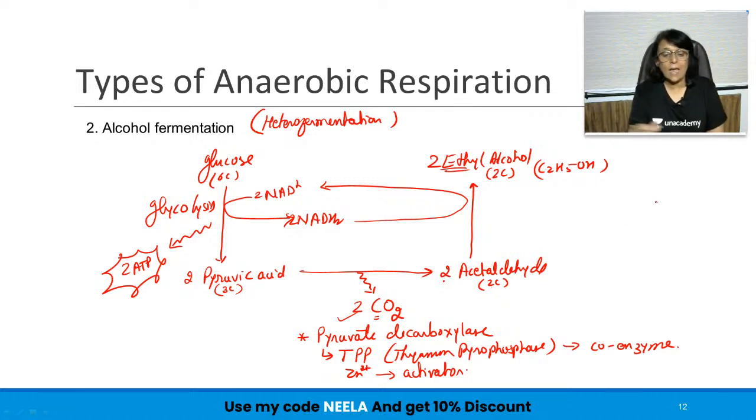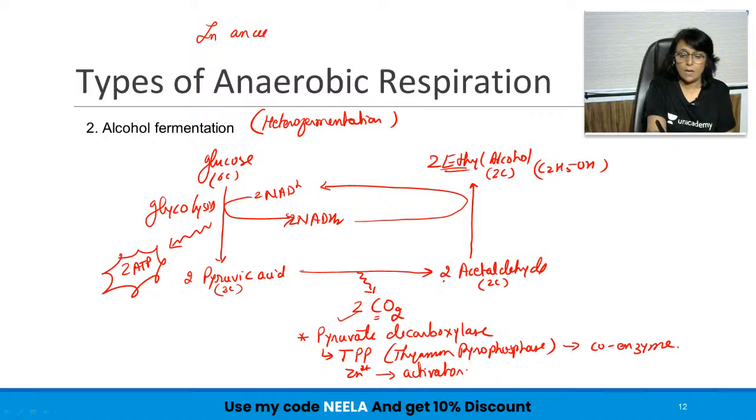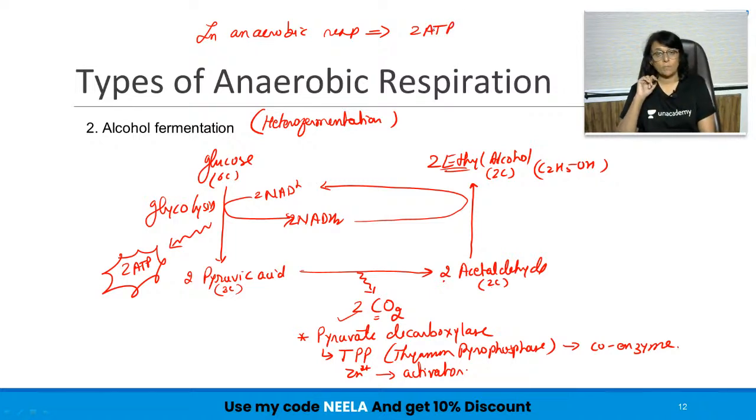So in anaerobic respiration, ATP obtained are only 2. Only 2 ATPs are obtained, and that is why this process is less efficient. You are breaking one glucose molecule, but you are getting only 2 ATPs. So that is why it is considered a less efficient method.